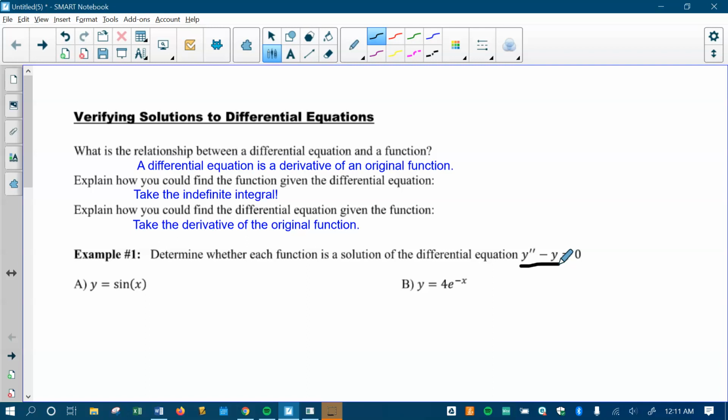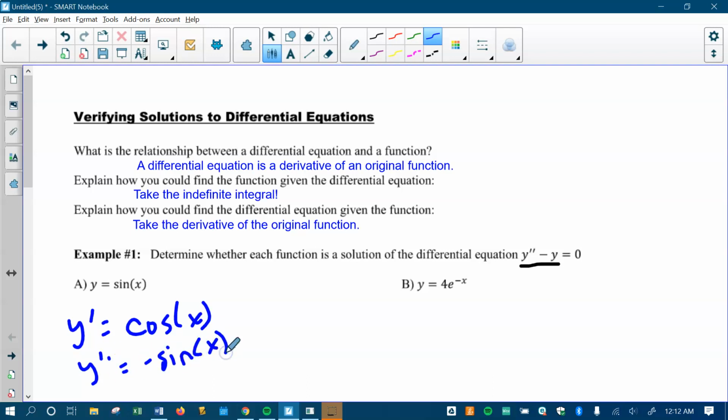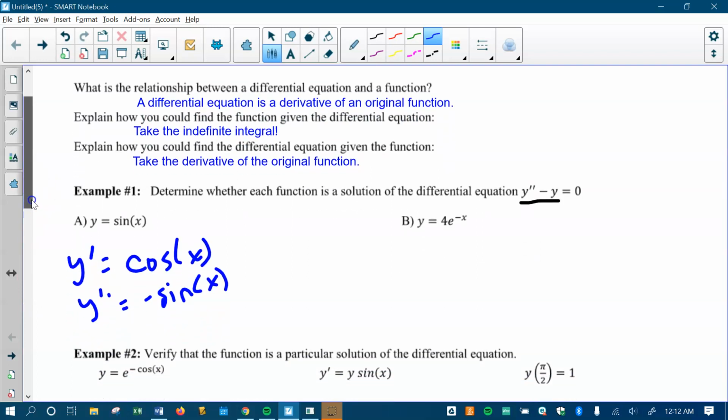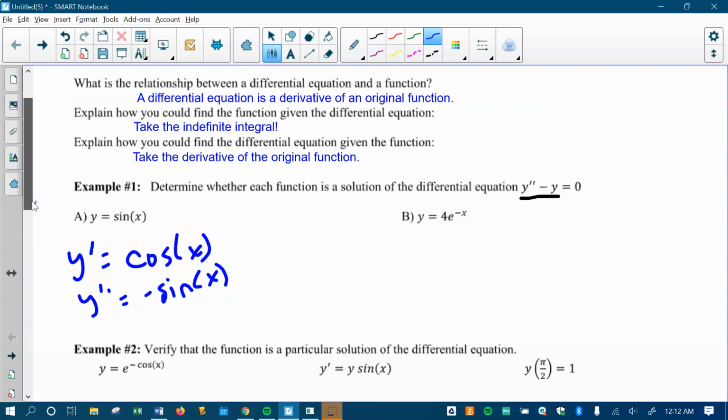I don't really find verifying fascinating, but I do find differential equations kind of cool. But hold on just a second. I'm going to take a little bite of a second clementine. Okay, that was delicious.